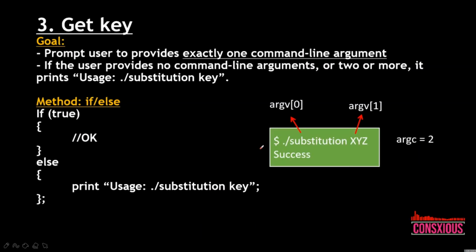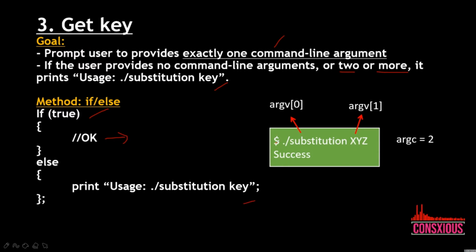First we have to get the key from the user. The user has to provide exactly one command-line argument. The user must not provide no command-line argument, nor 2 or more. If they provide none, or 2 or more, we have to show a statement to the user, for example this statement: Usage: ./substitution key. We can use an if-else statement: if the condition is true, we continue our program, else we print this.